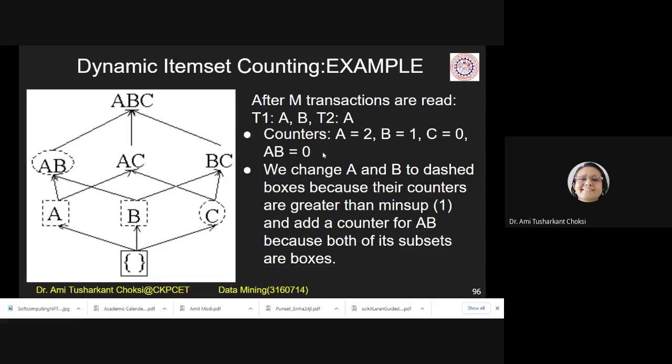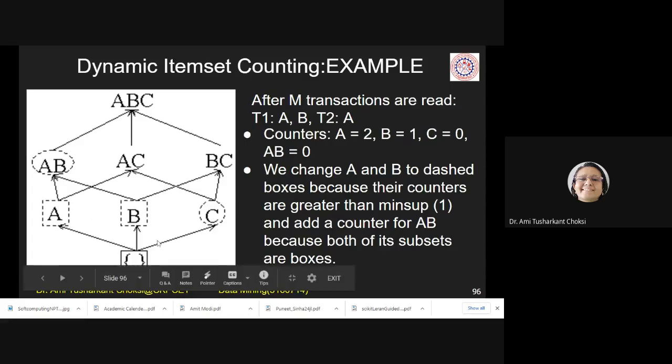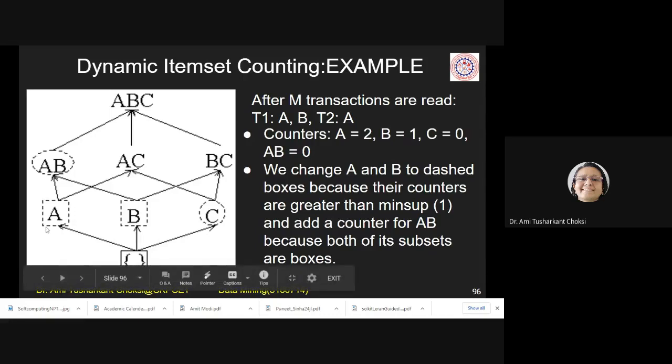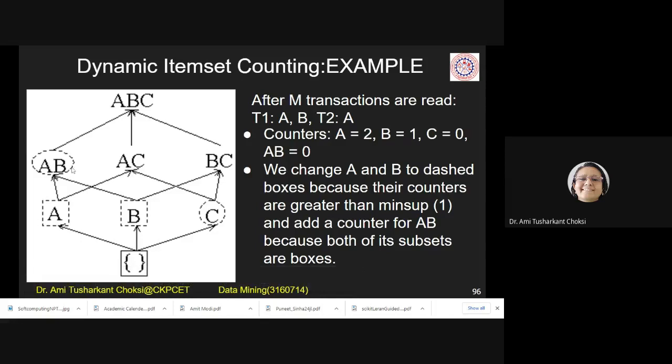And AB is equal to 0. So we start that with a dashed circle, right? Why? Because both of its subsets are boxes. Boxes mean suspected frequent, right? So if the subsets are suspected frequent, then its superset we can have as the dashed circle. The rules we have already seen. Fine.